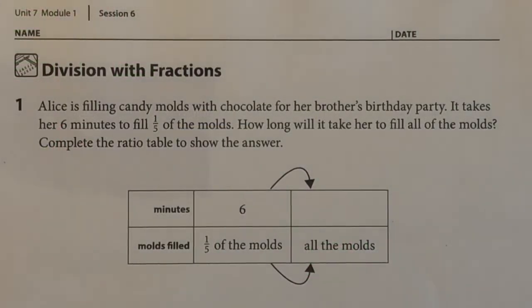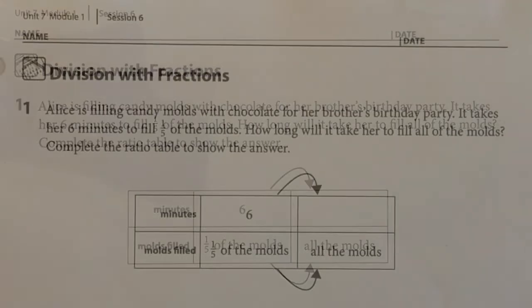All right, boys and girls, today we are going to be using division with fractions. So I have a problem here. Alice is filling candy molds with chocolate for her brother's birthday party. It takes her 6 minutes to fill 1/5 of the molds. How long will it take her to fill all of the molds? Complete the ratio table to show the answer.